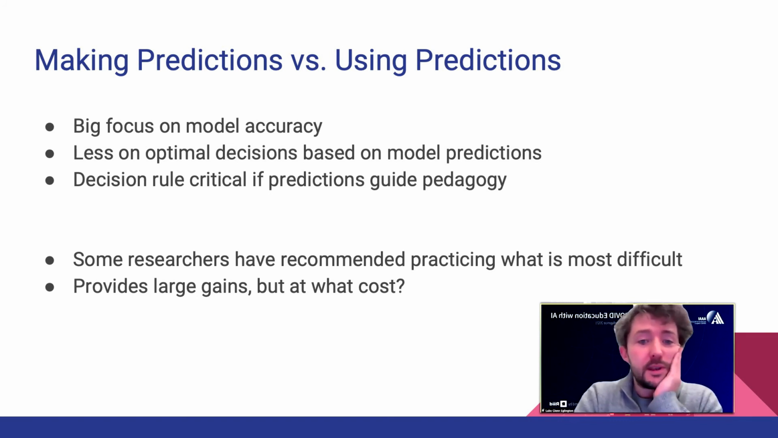There have been some recommendations about, for example, practicing what's most difficult. So that'd be the least learned item, which will provide large gains, right? But at what cost? Next slide.